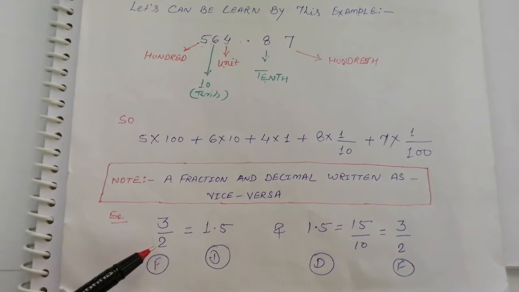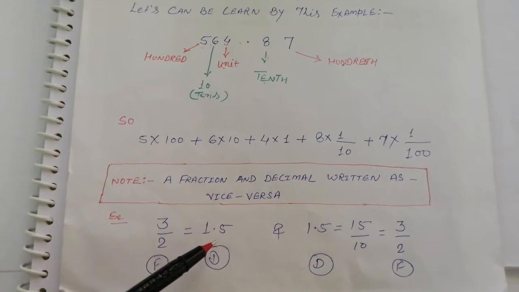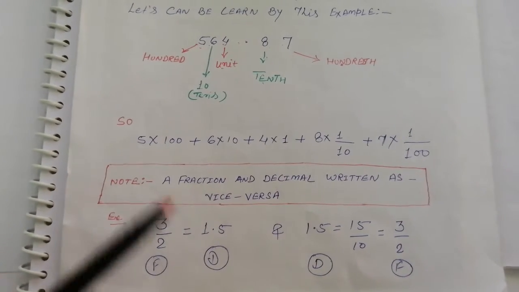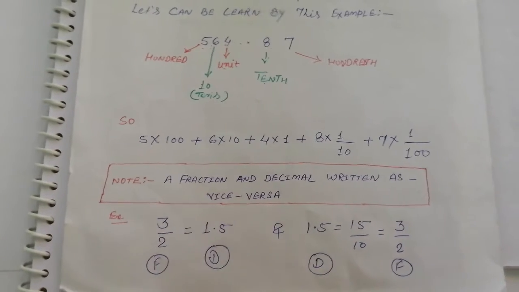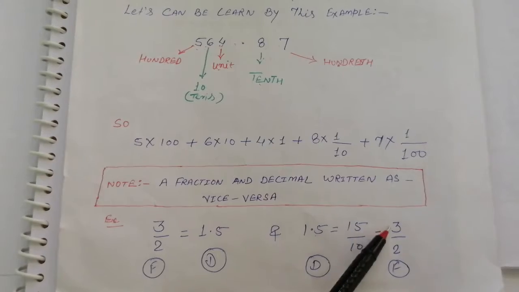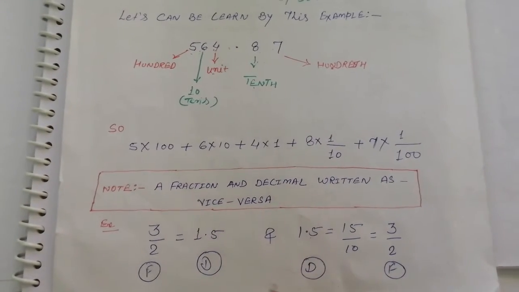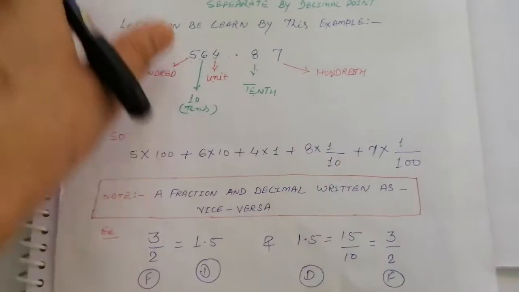3 upon 2 is equal to 1.5. When 3 is divided by 2, the answer is 1.5. It is a fraction, and it is a decimal. Also read it: 1.5, next step 15 upon 10 and 3 upon 2. It is also clear that a fraction and a decimal can be written as each other, vice versa. Okay.